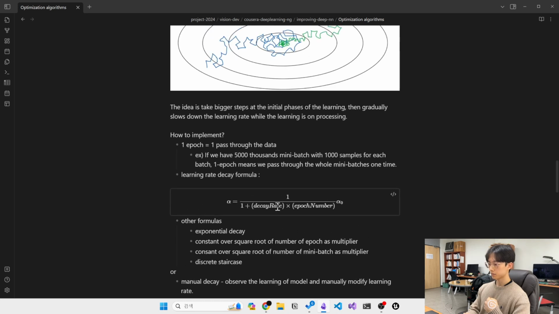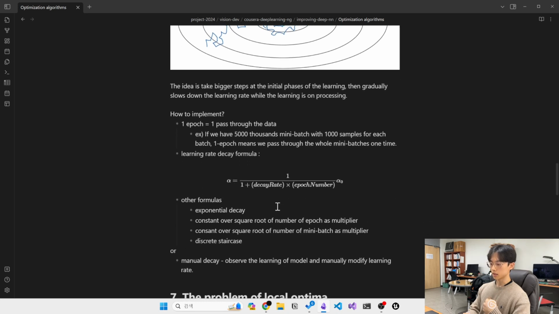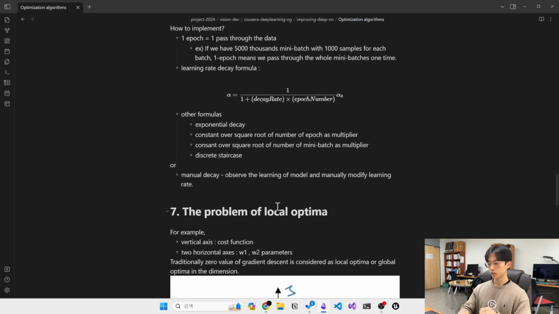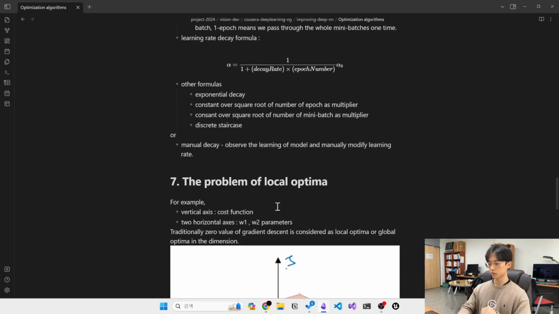And to implement this, we use as the learning rate one over one plus decay rate times epoch number, and we multiply it by the initial alpha value. And there are other formulas that we can use.